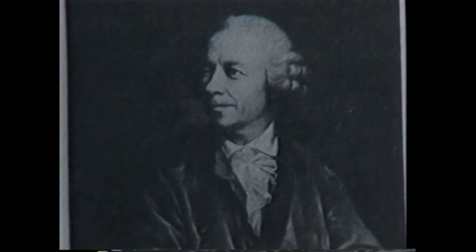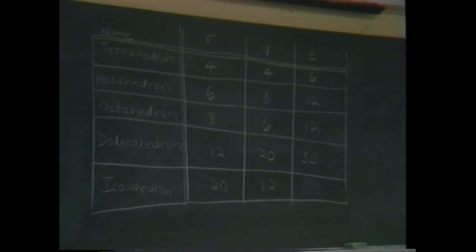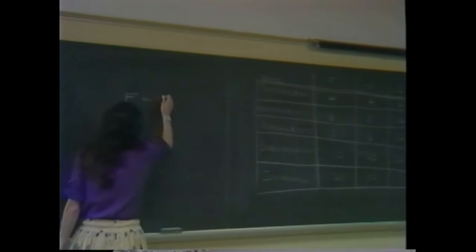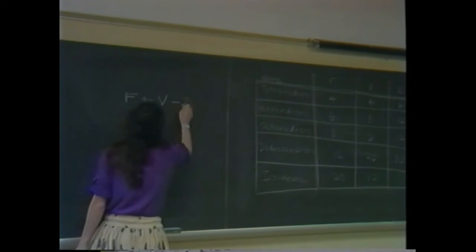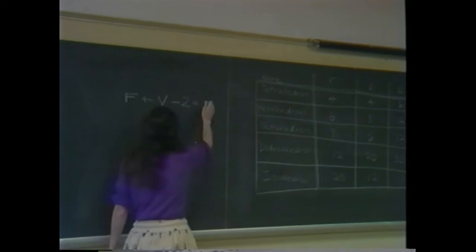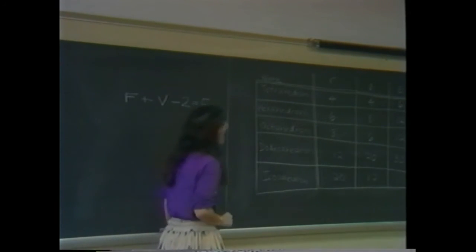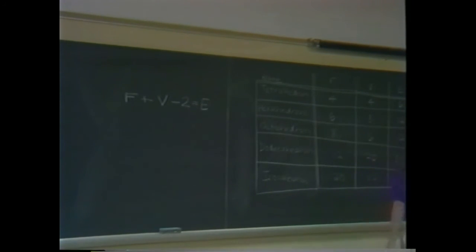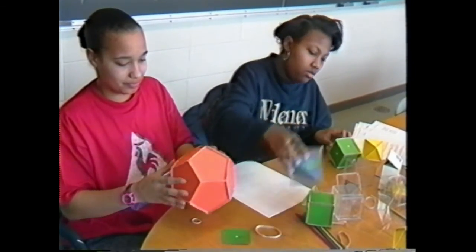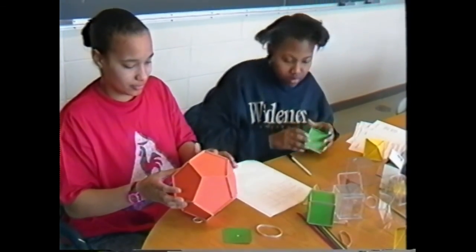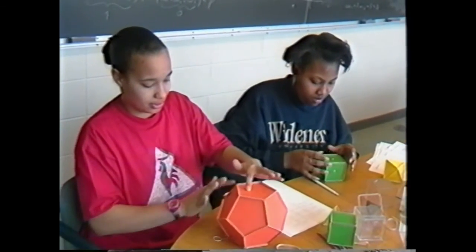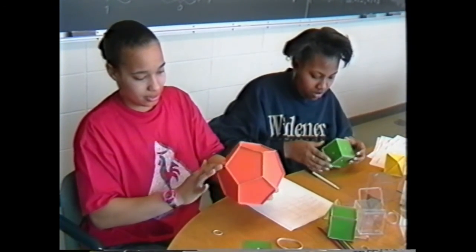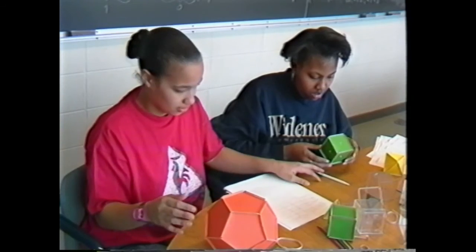The Platonic solids possess an important property called Euler's formula, discovered by Euler in the 1700s. Euler's formula states that in any convex polyhedron, the number of faces plus the number of vertices minus 2 equals the number of edges. This formula works not only for the Platonic solids, but for the non-regular and semi-regular solids, as well as prisms and antiprisms.